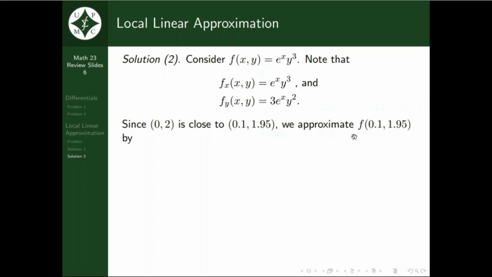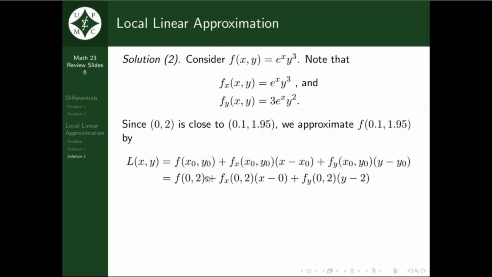So, pwede natin ma-approximate yung f of (0.1, 1.95) by getting the linearization of f of (x, y) at the point (0, 2). So, hanapin muna natin kung ano yung pinapertain na equation na to in this scenario. So, f of (0, 2) plus the partial of f with respect to x evaluated at (0, 2), tapos, ayan, it follows na. So, eventually, f of (0, 2) is just equal to 8 kasi nga, e to the 0 times y cubed, yung y is equal to 2. So, it's just 1 times 2 cubed, and 2 cubed is equal to 8.